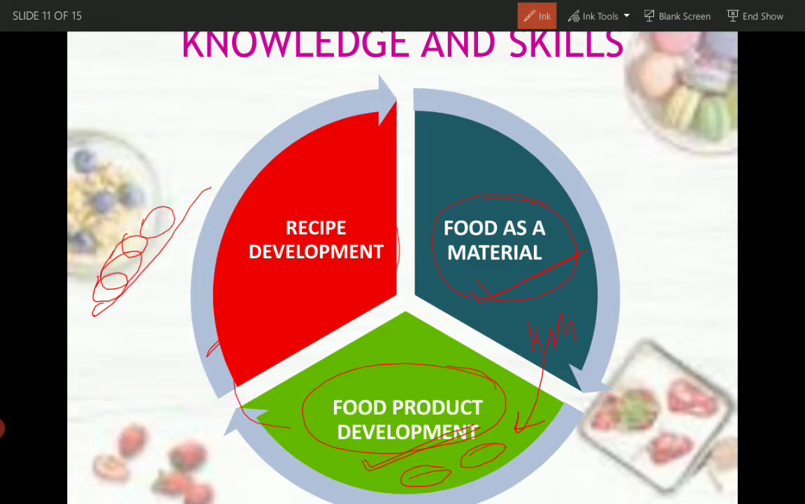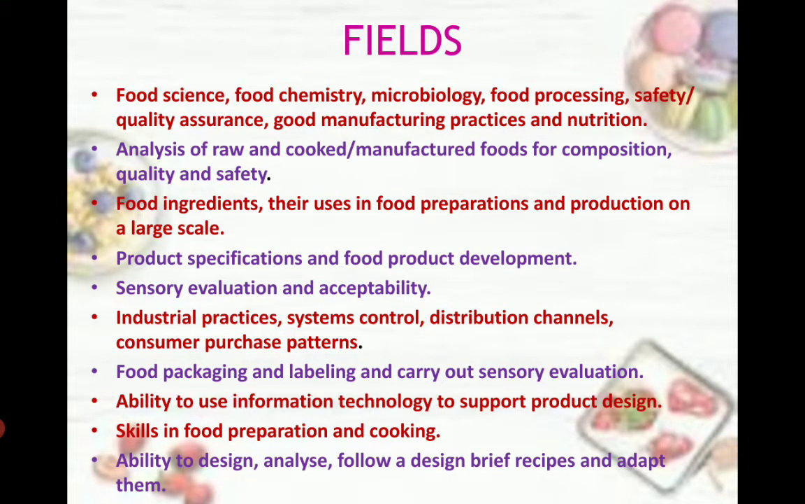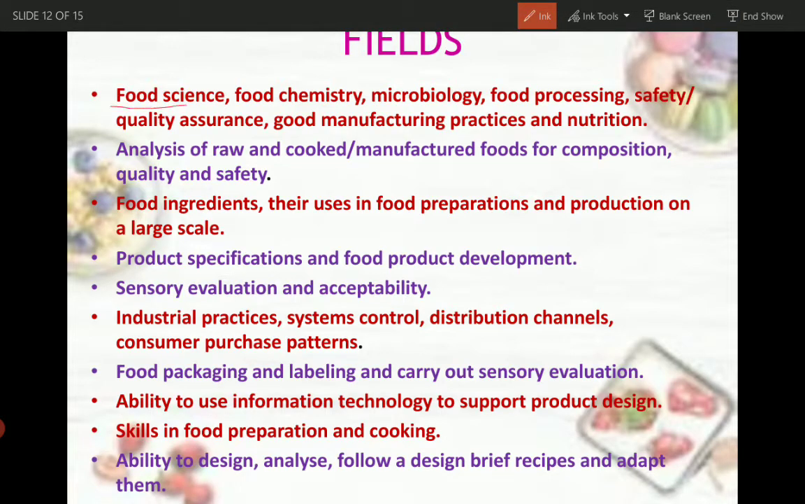There is a table also in the NCERT books which you can consult. Here we'll only deal with the fields. What are the fields which are required? Food science, food chemistry, microbiology, food processing, quality assurance, good manufacturing practices, and nutrition. This is something we have done in public nutrition also and clinical nutrition also. The basic fields are the same whether you are dealing with clinical nutrition or food preservation or food processing.